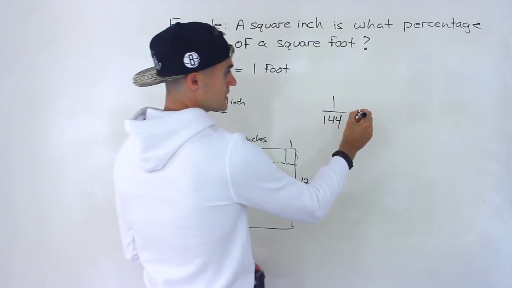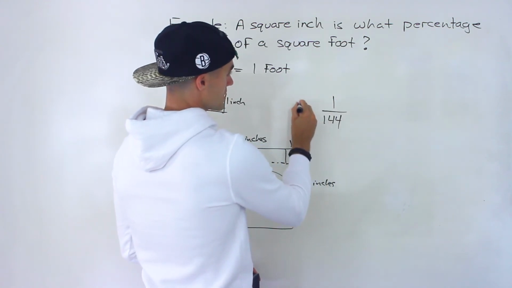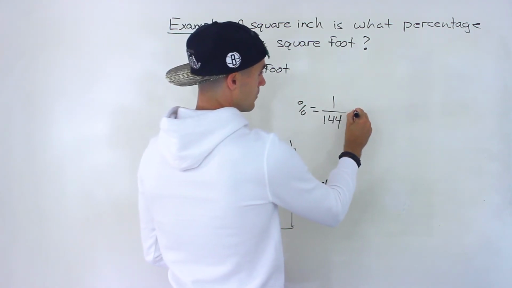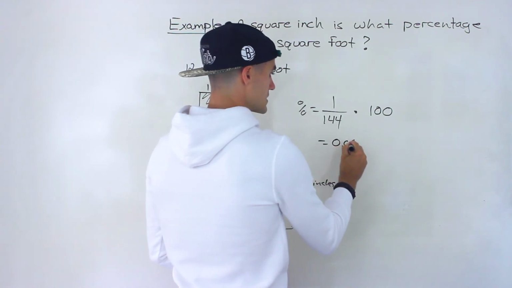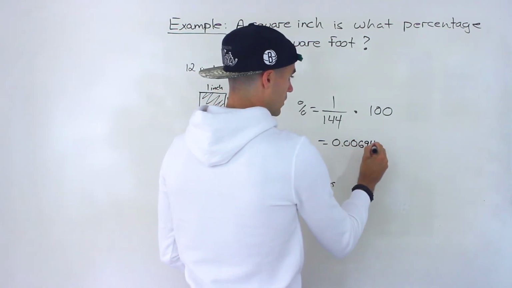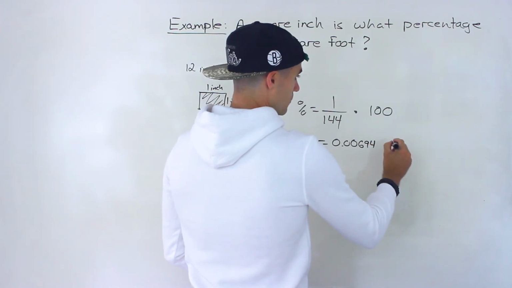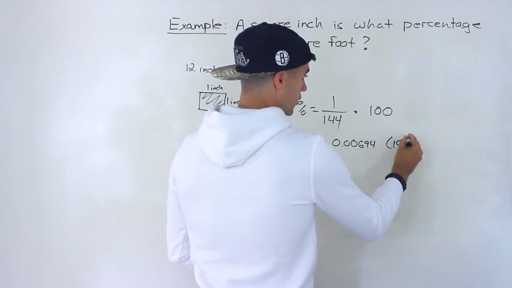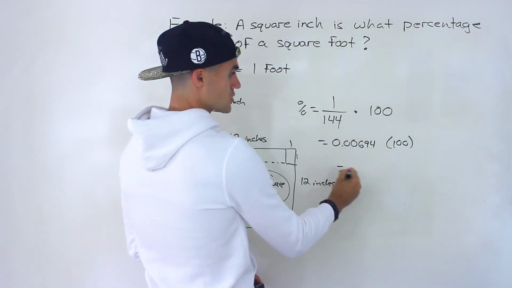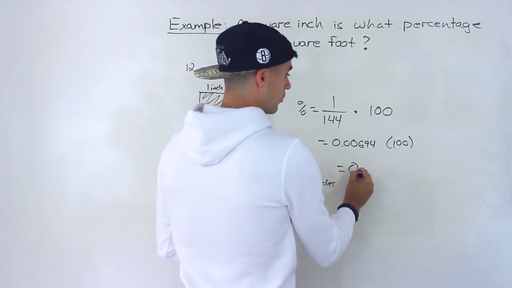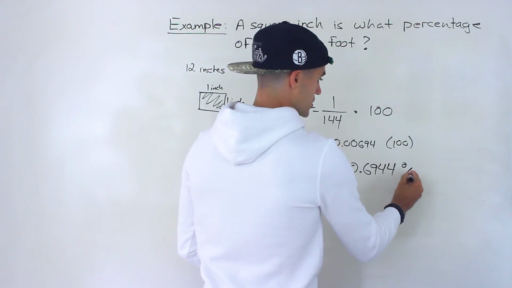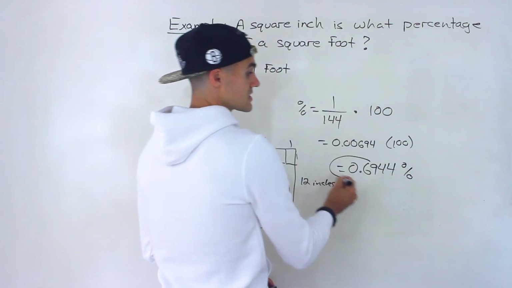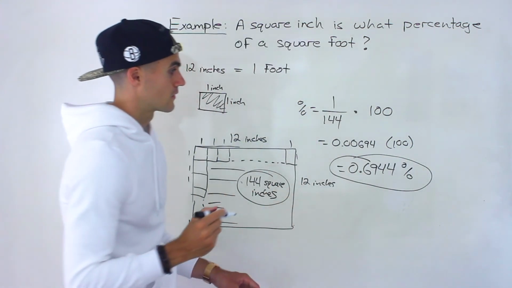Right, and this is going to give you a decimal, and they're asking for the percentage. So what you would do is take this and multiply it by 100. This would end up being 0.00694, and then the 4s would repeat. And then we multiply this by 100. This is a decimal. To change it to a percentage, multiply by 100. And we get 0.6944, etc., percent. This is not a decimal. This is the percent right there.